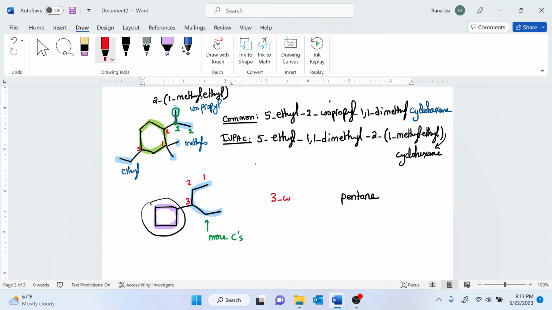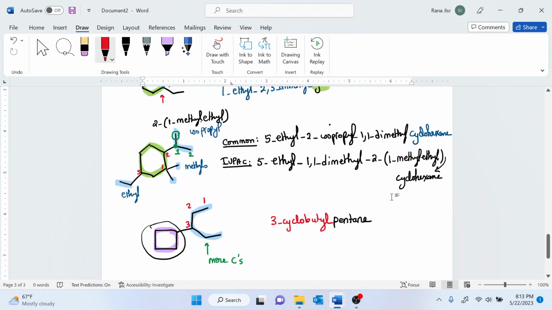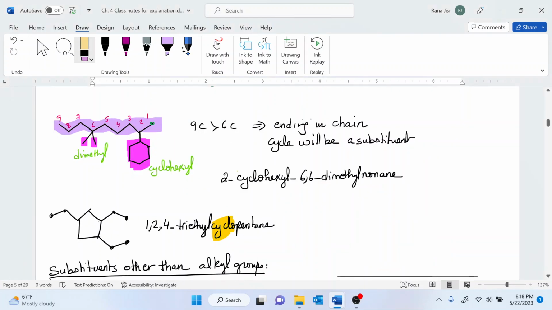It's going to be a cyclobutyl because it is a substituent after all. And all substituents have to end in a YL. And then your parent name is going to be pentane. There is no space between the cyclobutyl and the pentane. In this example, cyclohexane has fewer carbons than the 9 carbon branch that is coming off it. So this is why your ending has to be in the 9 carbons, not in the cycle.